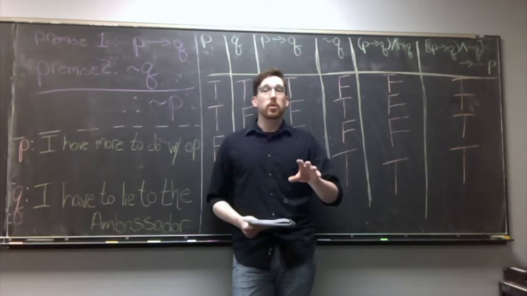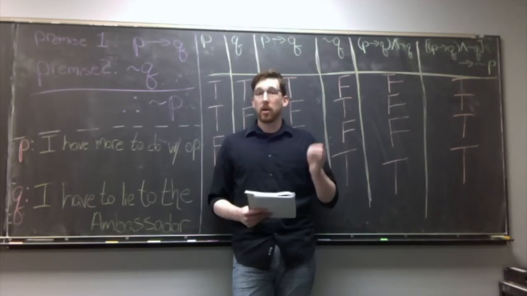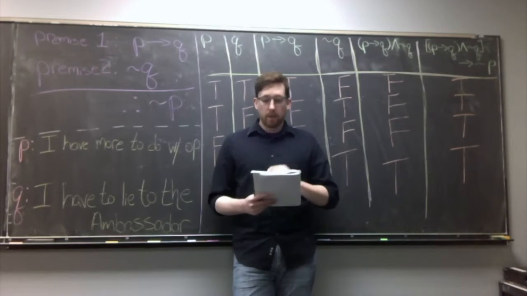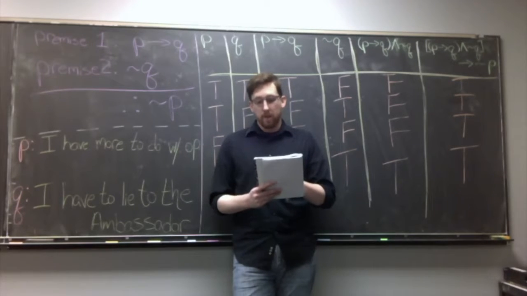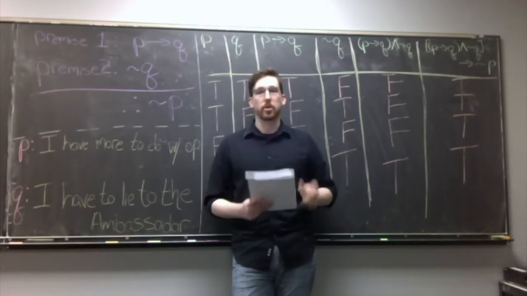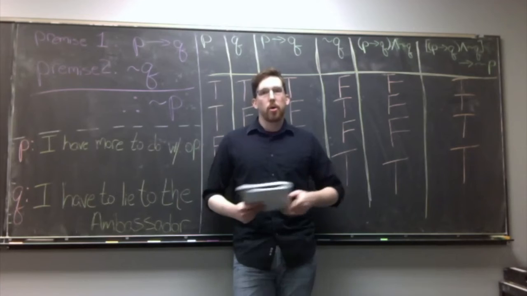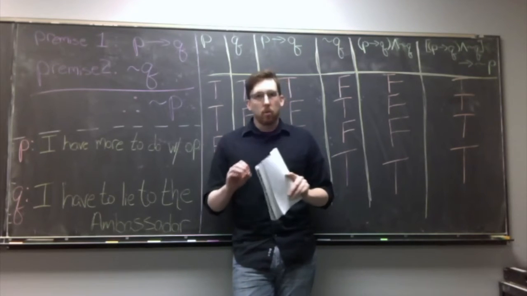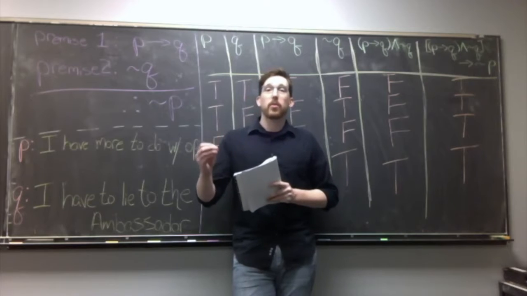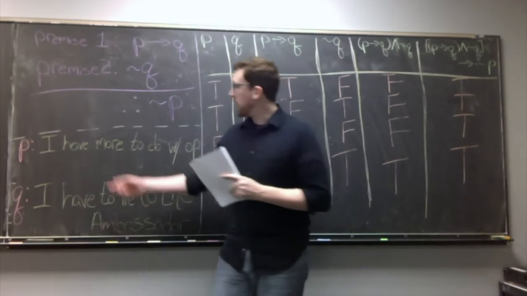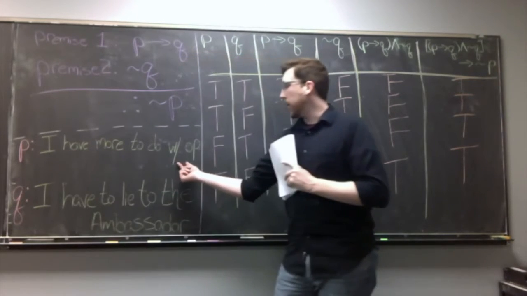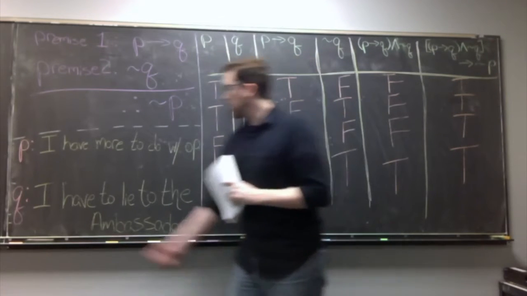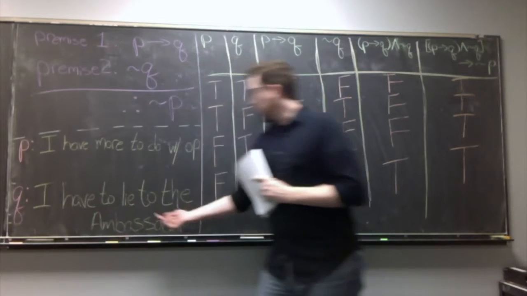So, in this first example, what we're going to do is work out the validity of the following argument. The argument is as follows. If I had anything more to do with the operation, I'd have to lie to the ambassador. I can't lie to the ambassador, therefore I can't have anything more to do with the operation. Okay? To start working with this, we first need to figure out what each of our individual statements are. I went ahead and did that. I decided to represent with P the statement, I have more to do with the operation. And with the letter Q, we're representing the statement, I have to lie to the ambassador.